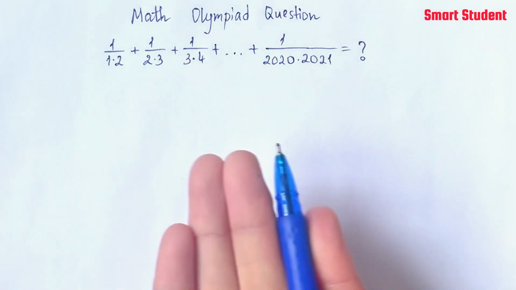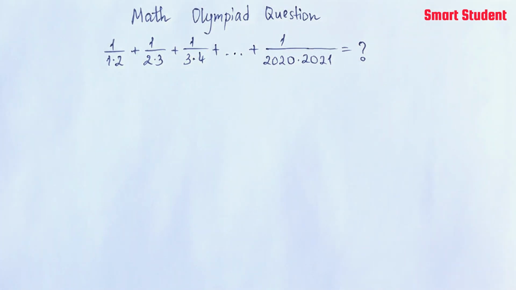Hello friends, in this video we will solve an Olympiad task. We should find the sum of 220 fractions and we have uncommon denominators.